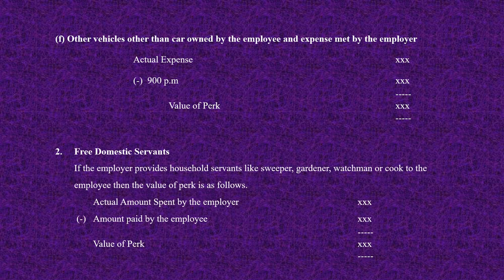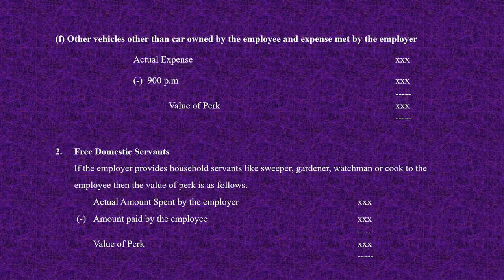The second type of perquisite that is taxable for specific employees is free domestic servant. If the employer provides household servants like a sweeper, a gardener, a watchman or a cook to the employee, then the value of perquisite is as follows. The actual amount spent by the employer minus the amount paid by the employee will be the value of perquisite.